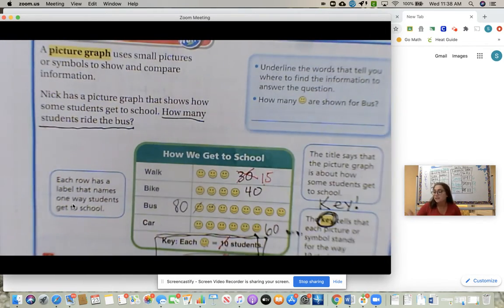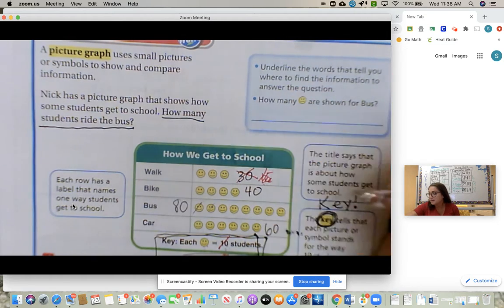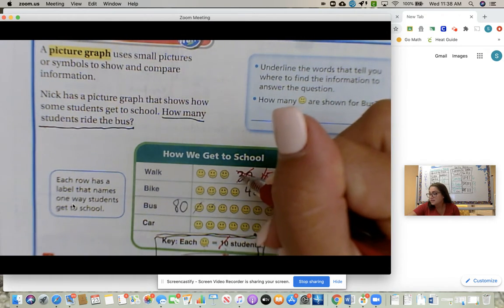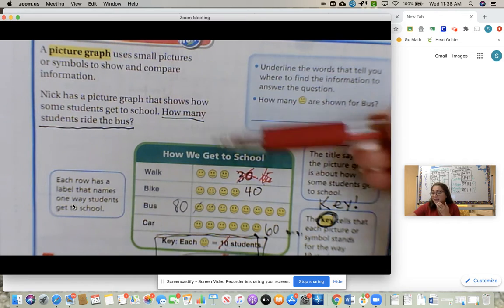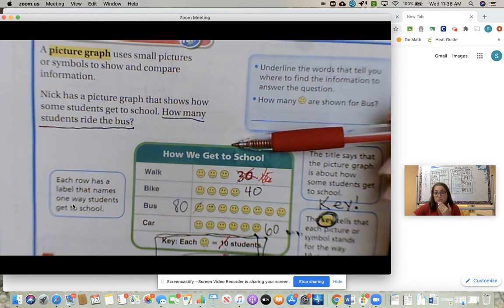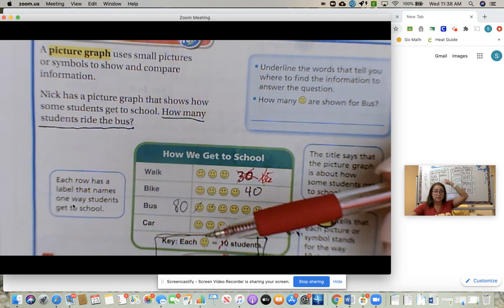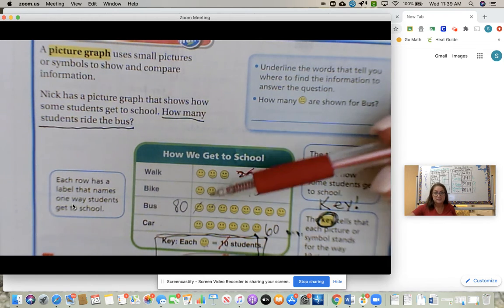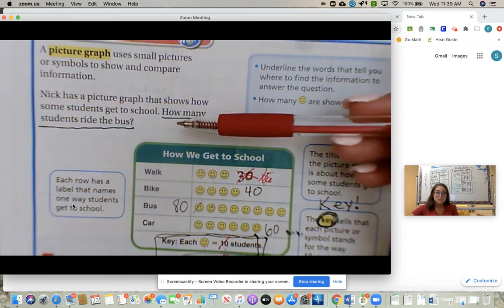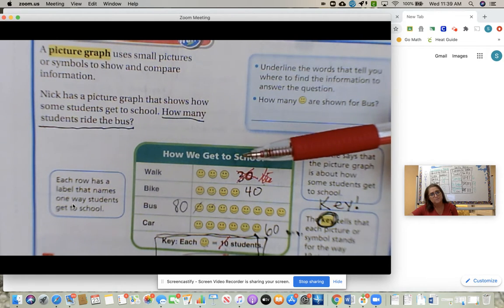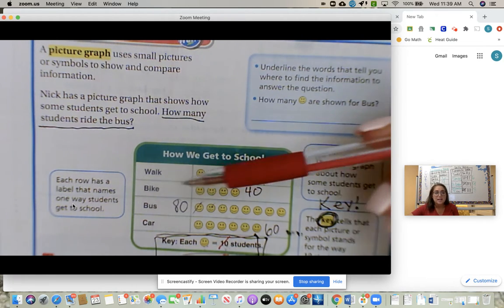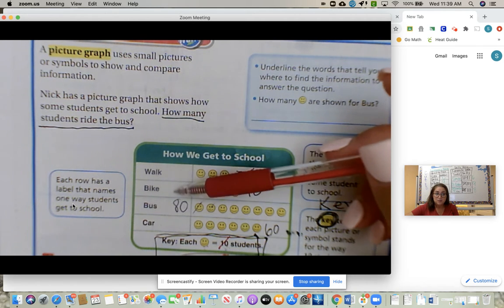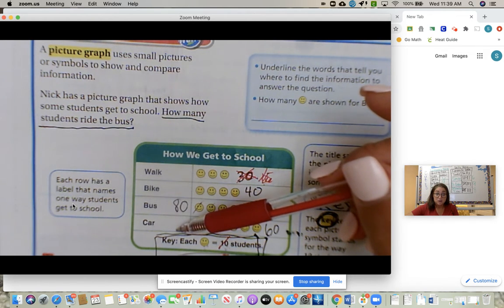First thing I always want you to do, I don't want you to get confused. All right, our title is how we get to school. So they surveyed. Surveying is what I just did with you earlier. I asked you a question, and then I wrote down my data. Data is information. I wrote down your answer. Okay, so he surveyed students and said, well, how do you get to school? And the options were walk, bike, bus, or by car.